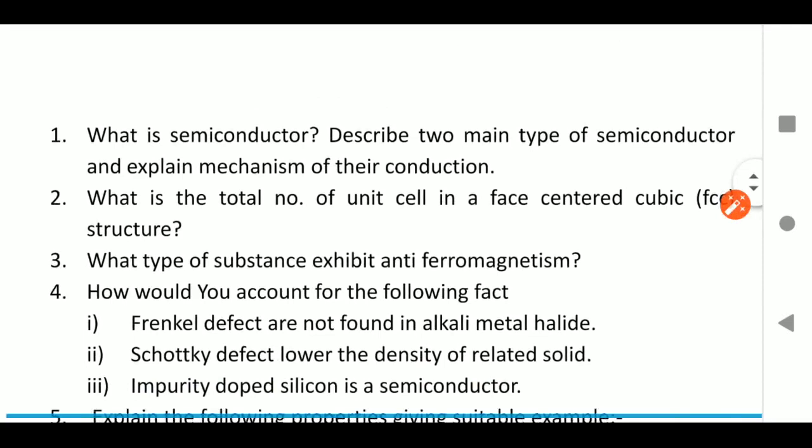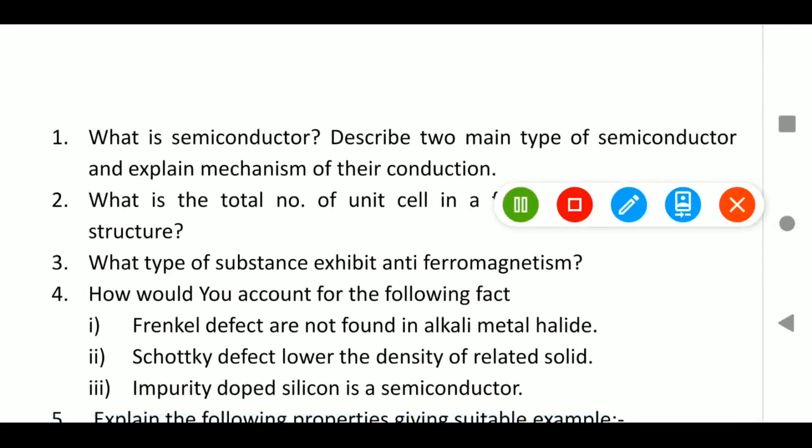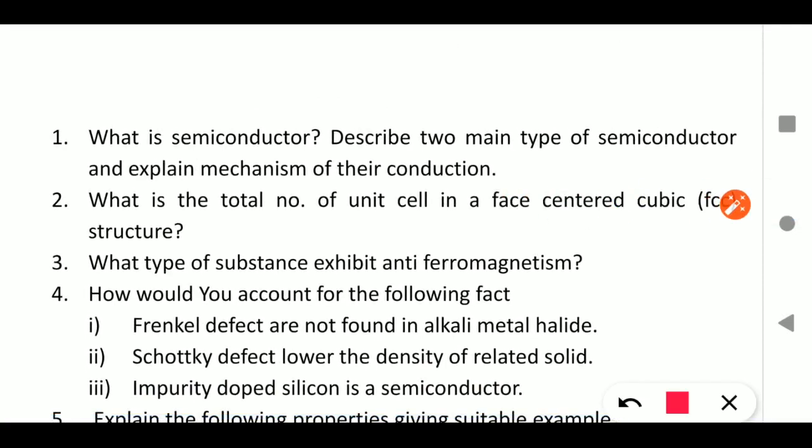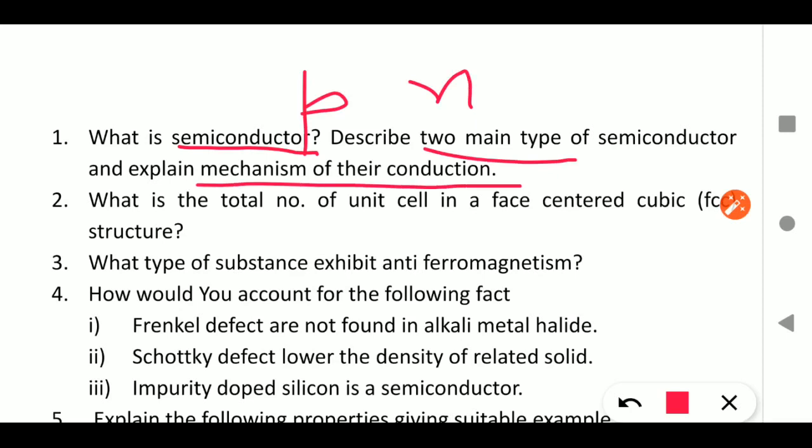Now the first question is: what is a semiconductor? I already told you that it conducts electricity only on heating. Describe the two main types, p type and n type. How do they work, meaning their mechanism? How does a p type semiconductor work?